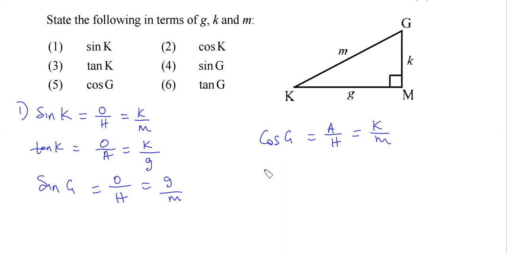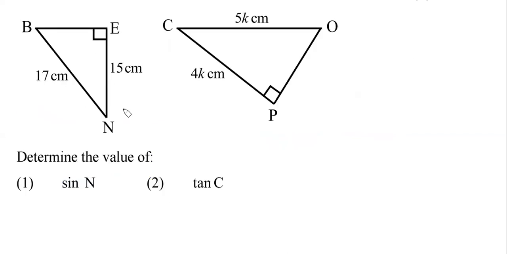Okay. What about if we are looking for tan G? Tan G will be equal to what we call opposite over adjacent, and the opposite to G is G over adjacent, which is actually K. So you can see what we are getting there. Let's see what else we have there.